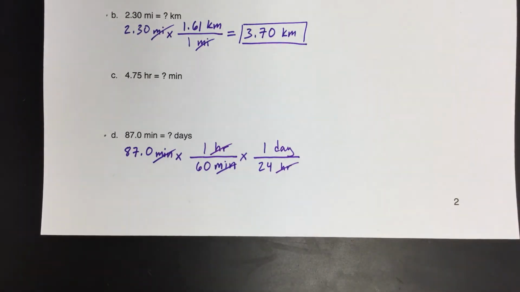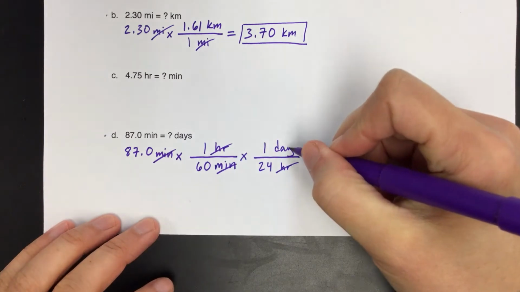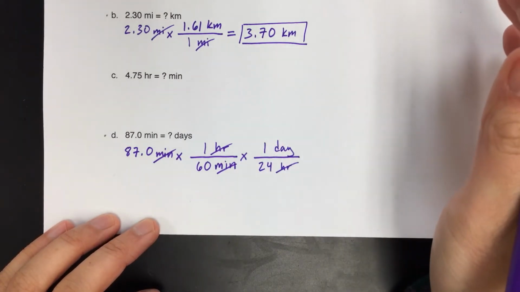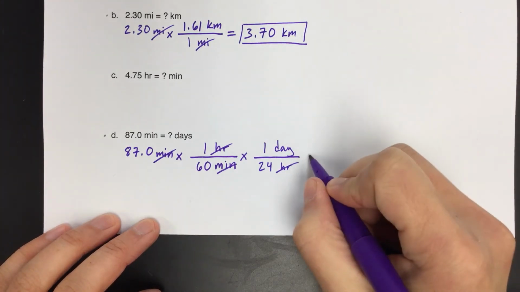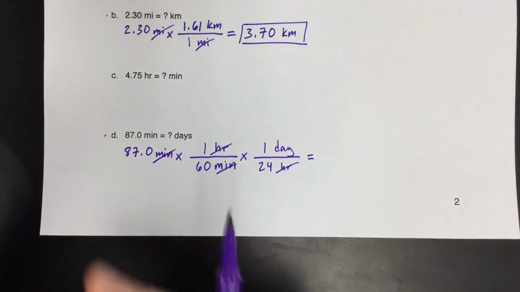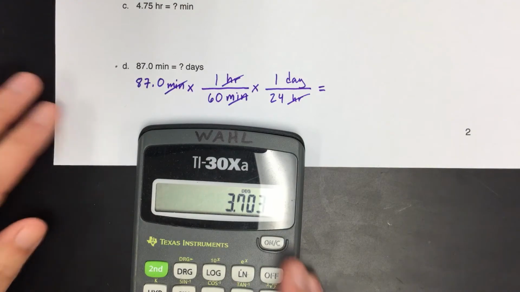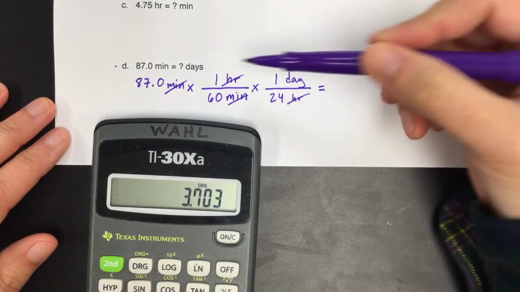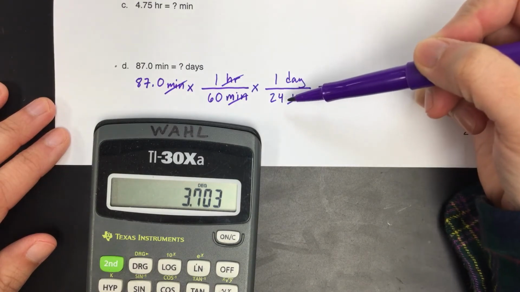Now the hours cancel, and I'm left with the units of days after all the units cancel, which is good because that's what the question's asking me for. So once you get the unit that you're asked to express your answer in, you will stop your dimensional analysis. You are done. You just need to do the calculation now. So we're going to type this into the calculator. Remember, multiply any numbers that are in the top, divide any numbers that are in the bottom.